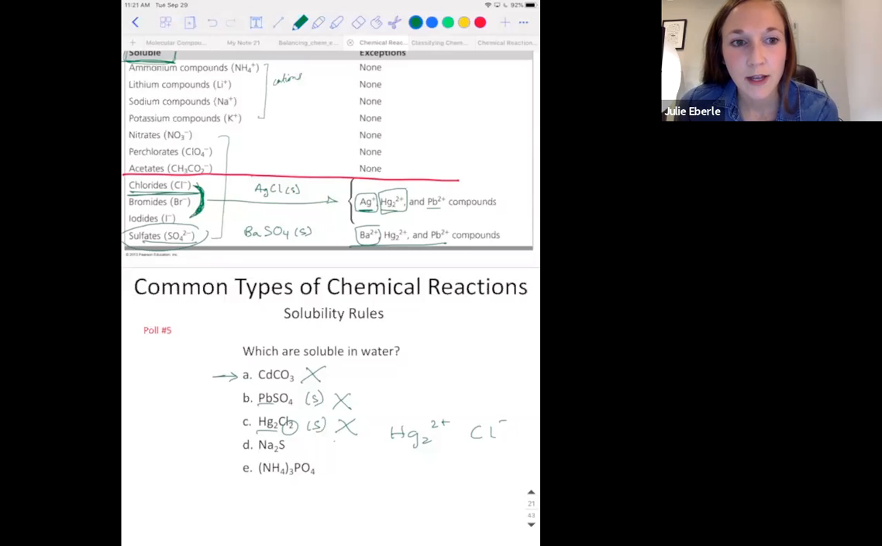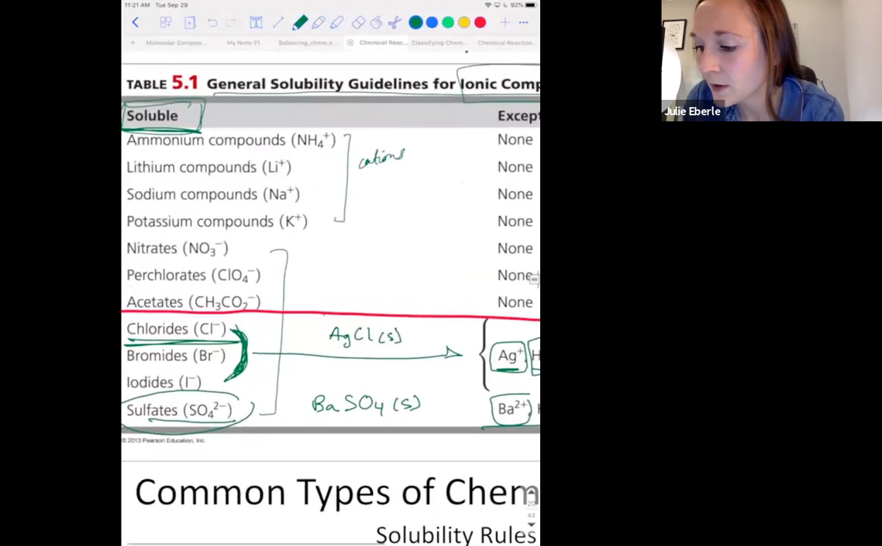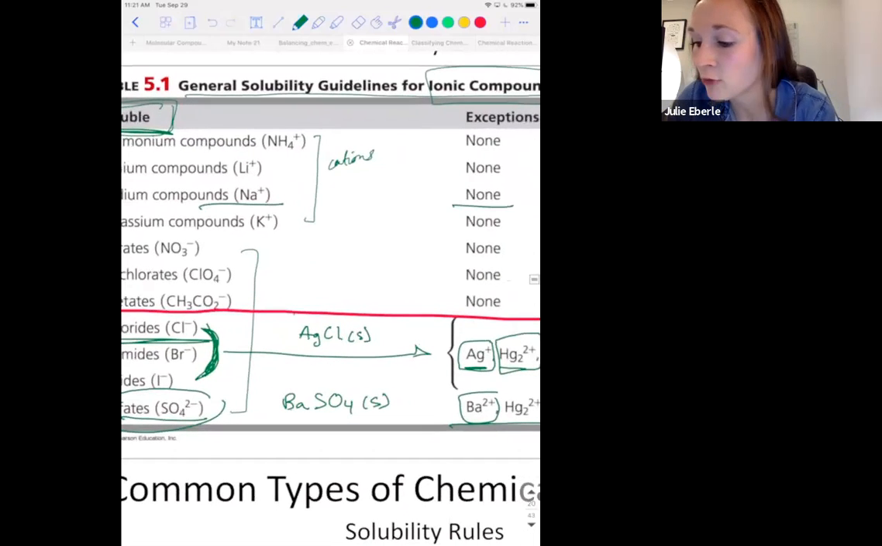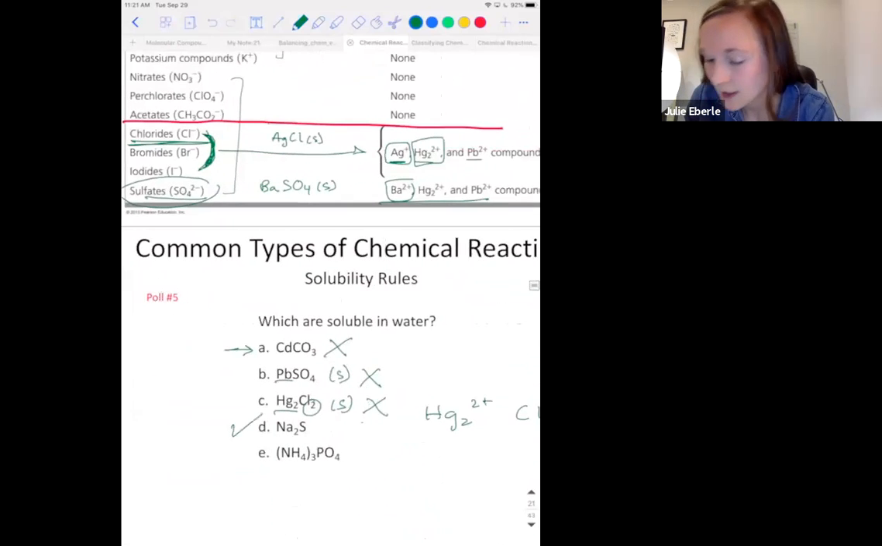Number 4, sodium sulfide. So let's look at our list. I see sodium up here. Okay, anything that contains sodium is going to be soluble. Are there any exceptions? No, none. So sodium sulfide will be soluble. Yes, and 80% of the class got that one correct.